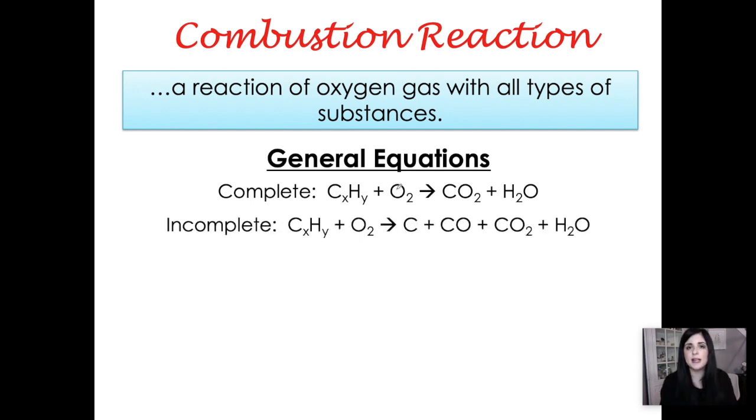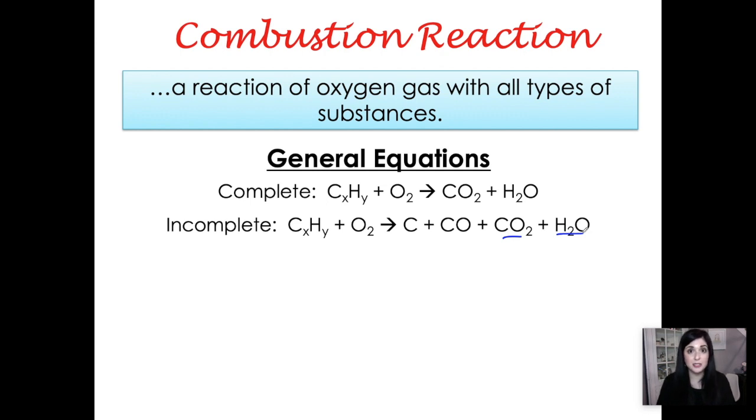Now, sometimes you might have an incomplete combustion reaction, and incomplete has the same 2 reactants, but sometimes there's not enough oxygen getting to that fuel source. There's not enough oxygen getting to that hydrocarbon, that compound that contains both carbon and hydrogen. And when that happens, not only do you produce carbon dioxide and water, like I just underlined there, but you also produce solid carbon and you produce carbon monoxide.